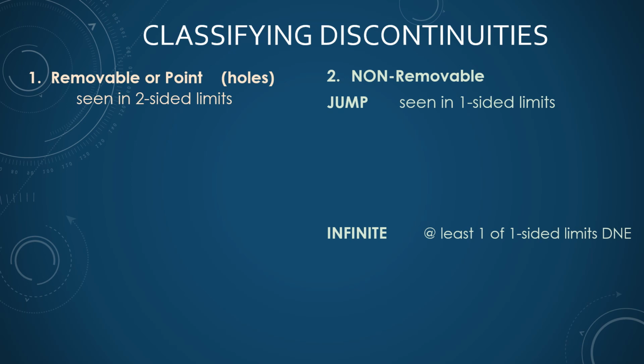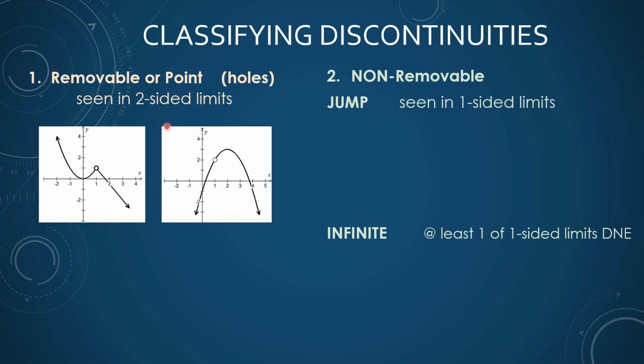So we are now going to classify different types of discontinuities. We have removable discontinuities, or points, which we classify as a hole, and we see these in our two-sided limits. There are two diagrams where you have a hole in the function. The graph works up until x equaling 1, or the other one also at x equaling 1. There's a gaping hole in that function. The limits exist, but the function does not exist at that point.